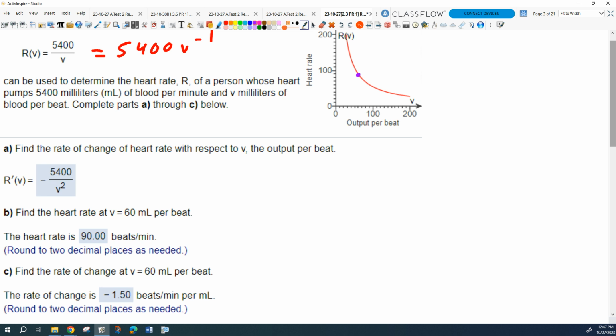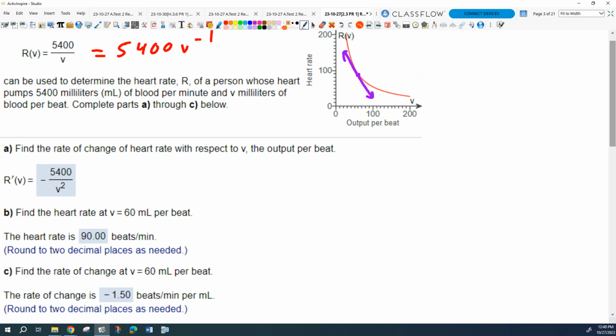Slope, exactly. It tells us the slope of the curve for a given input value. What's our input value in part C? 60, right? Stroke volume of 60. So at 60, we're really just trying to find the slope of the tangent to the curve there. Does that make sense? Okay, what's that telling us? That's telling us how rapidly heart rate is changing as stroke volume changes for a stroke volume of 60.